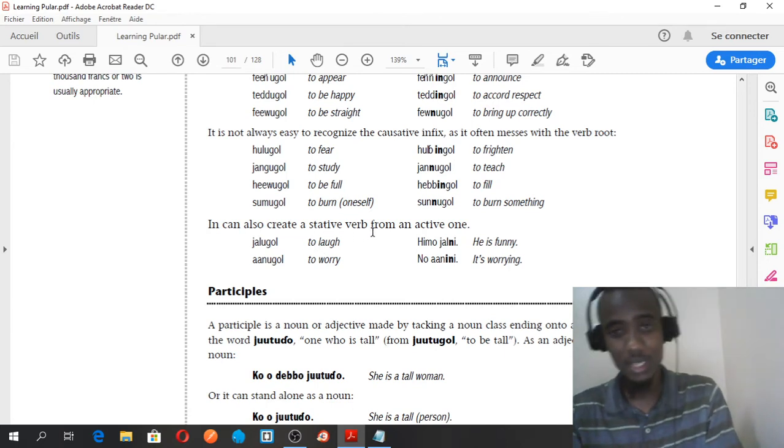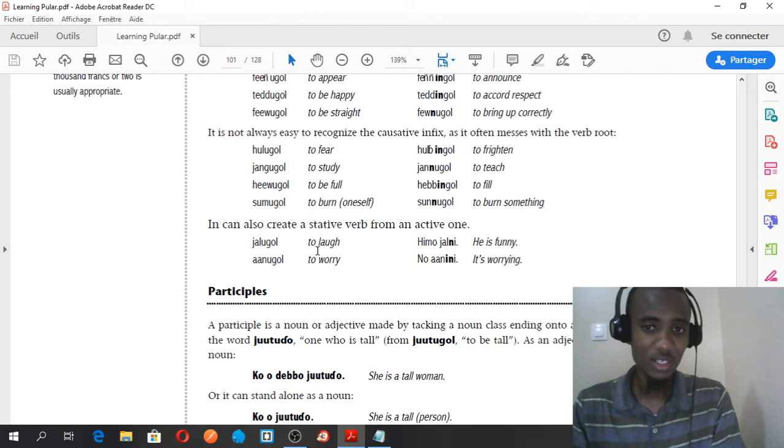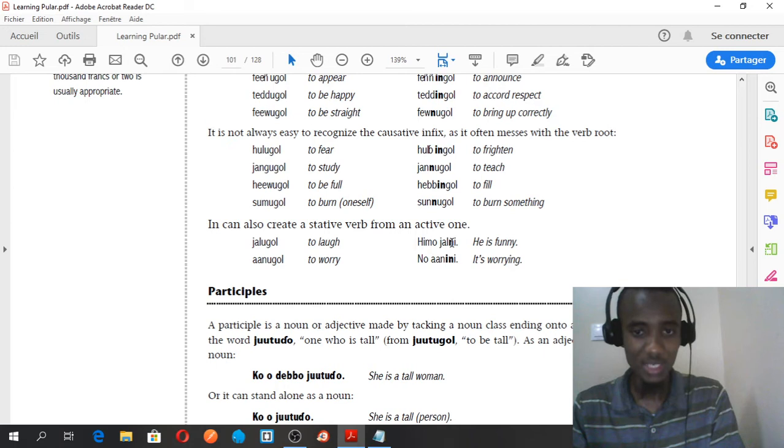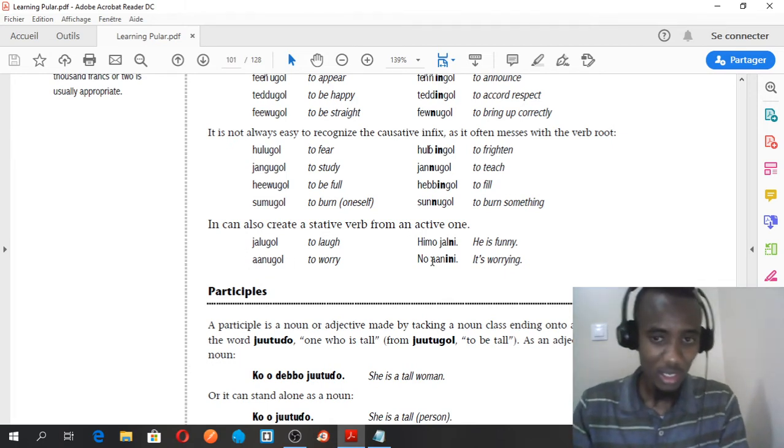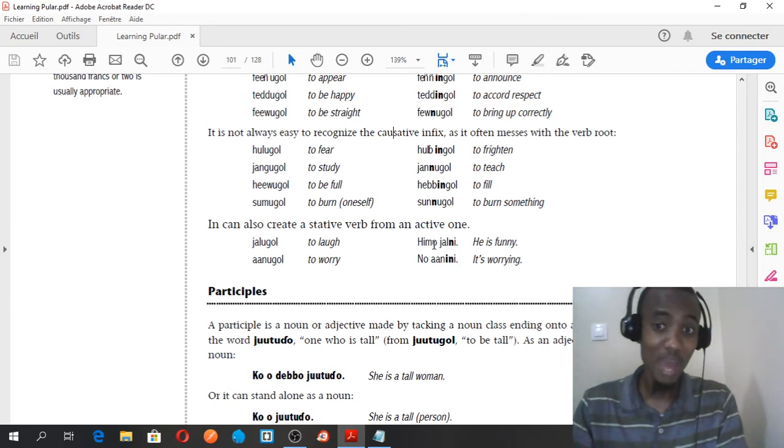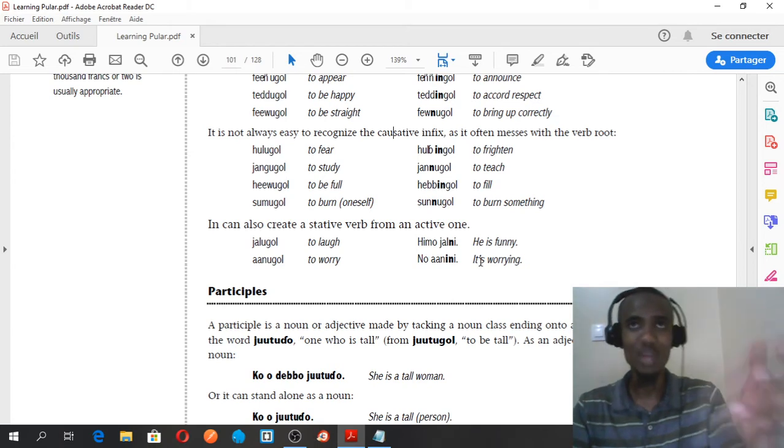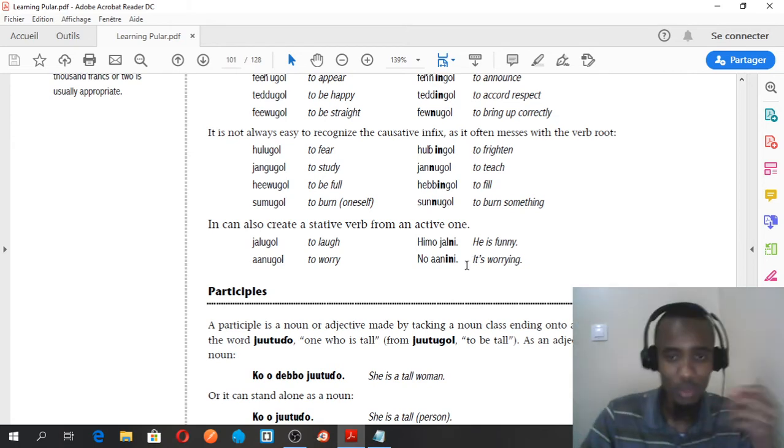You can also create a stative verb from an active one, like jalugol. Remember, active and stative verbs? And we use the complex pronouns with the stative verbs, like himo, himo jalni. So jalugol, himo jalni, what does jalni mean? It means funny here. Himo jalni. Neddo jalnudo means someone who is funny. Anugol, no anini. It's worrying. Ma himo anini. Okay? He's like somebody we need to be worried about. Okay? Himo anini.